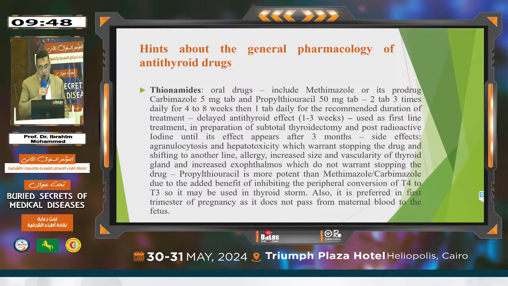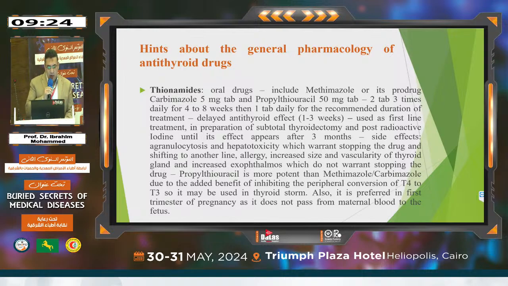Now about the general pharmacology of antithyroid drugs. Thionamides are oral drugs including methimazole or its prodrug carbimazole 5 mg tablet and propylthiouracil 50 mg tablet, 2 tablets 3 times daily for 4 to 8 weeks, then 1 tablet daily for the recommended duration of treatment.